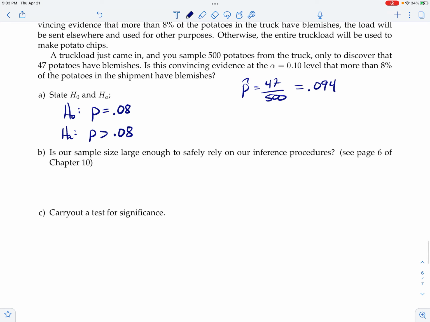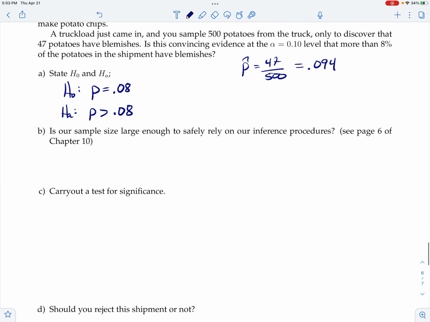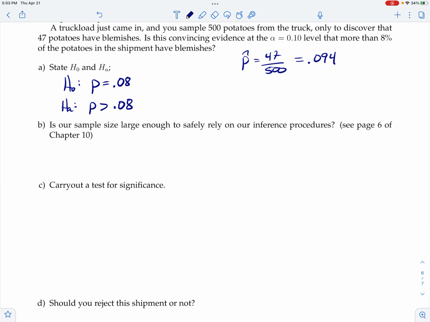So we want to see, is the sample size large enough to actually safely rely on the normal model? You can check the chapter notes, and I need to update this. This should actually be chapter 11 is what it should say. And so I'll fix that on your copy, but on the screen you'll see a chapter 10 there.